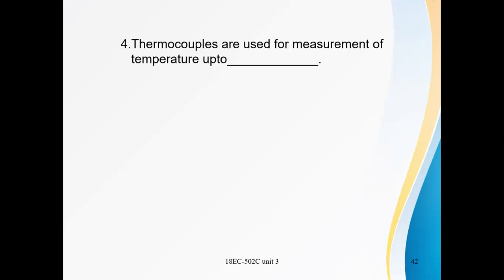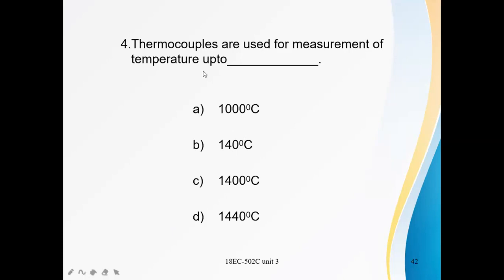The next question: thermocouples are used for measurement of temperature up to dash. Option A, 1000 degrees centigrade. Option B, 140 degrees centigrade. Option C, 1400 degrees centigrade. And option D, 1440 degrees centigrade. So what is the answer? Generally thermocouples are used for the measurement of temperature up to 1400 degrees centigrade. So option C is the right answer.